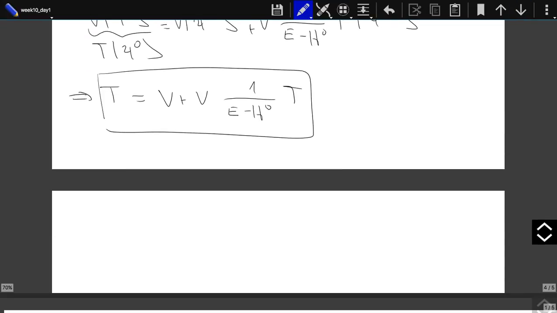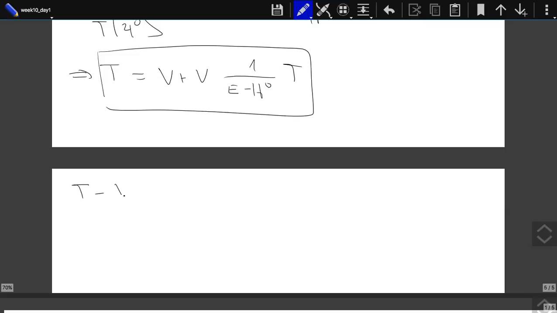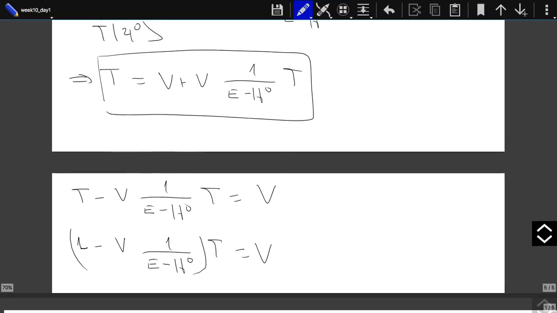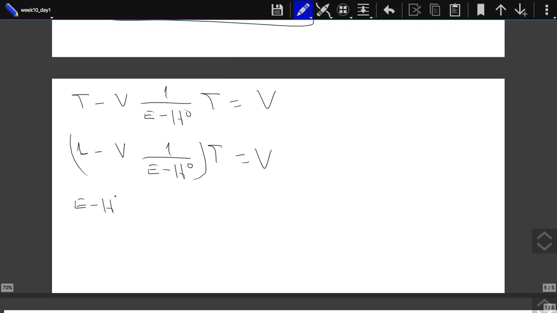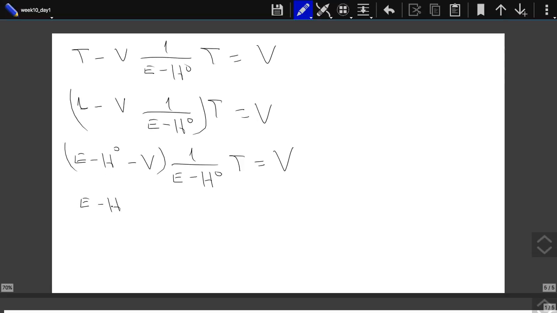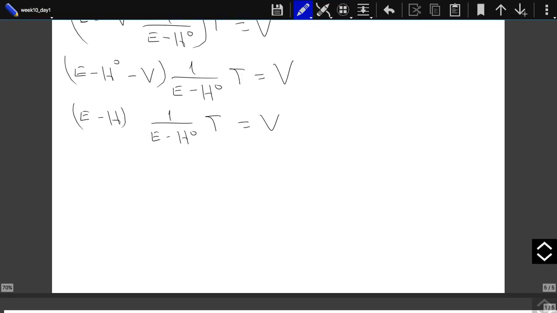We can solve for t from this equation. t minus V times 1 over E minus H0 times t should be equal to V. Or 1 minus V times 1 over E minus H0, acting on t, should be equal to V. Or E minus H0 minus V times 1 over E minus H0 t should be equal to V. Well, this is E minus H multiplied with 1 over E minus H0, t should be equal to V. So we basically have t is equal to V 1 over E minus H, E minus H0.